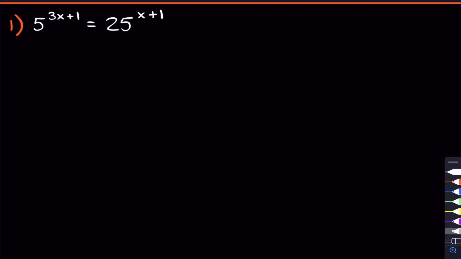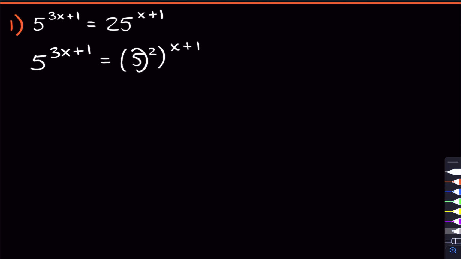Well, what we can do is we can turn this 25 into 5 squared. And now we'll have a 5 on both sides. So we'll keep this 5 to the 3x plus 1. And then what I'm going to do is I'm going to take this 25 here, and I'm going to write it as 5 squared. And it's to the x plus 1 power, so I'm going to keep that. So we haven't changed anything here, right? I just replaced the 25 with the 5 squared.